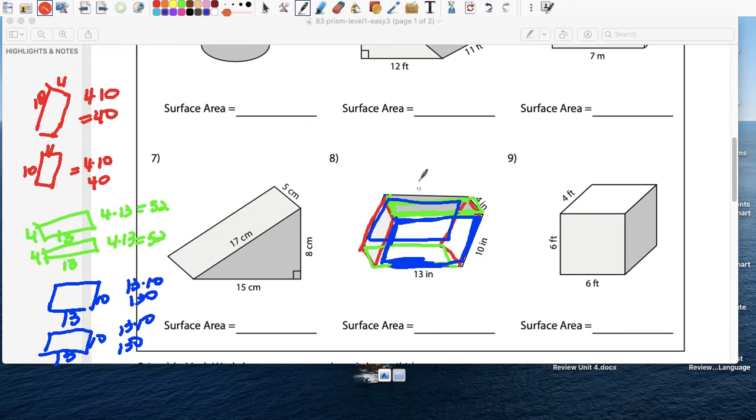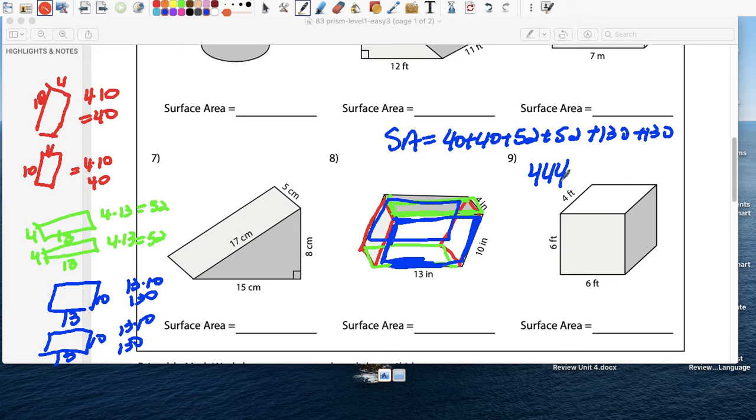We have all 6 faces, 1, 2, 3, 4, 5, 6, yeah. Surface area is 40 plus 40 plus 52 plus 52 plus 130 plus 130. 40 plus 40, 52, and we get 444. Ooh, 444 inches squared.